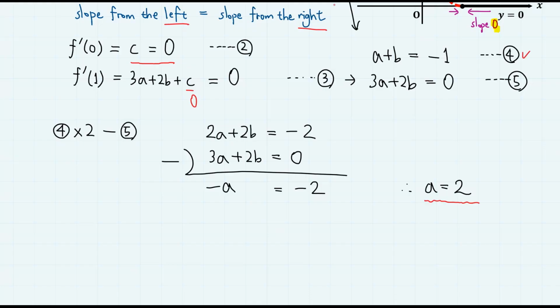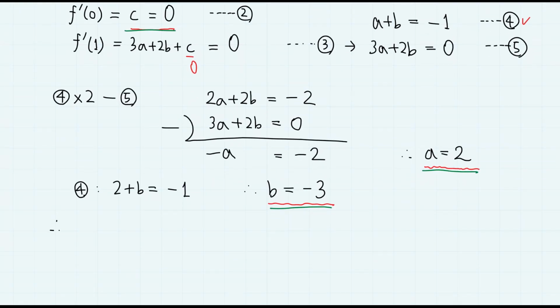Then from equation 4, we have 2 plus b equals negative 1. Hence b equals negative 3. So with all values of a, b, and c determined, we can calculate the value of a squared plus b squared plus c squared, which is 2 squared plus negative 3 squared plus 0 squared, which is 13.